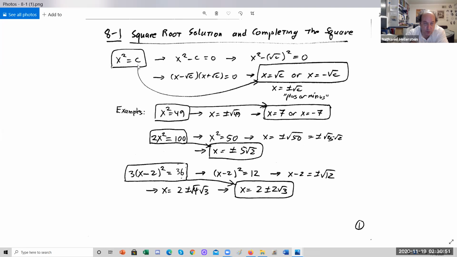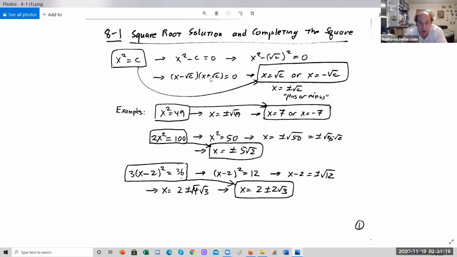Here's the simplest quadratic. x squared equals c. Solve that. Well, okay. Transpose the c. x squared minus c equals 0. Think of c as the square root of c squared. x squared minus root c squared equals 0. And this is a difference of squares, which we can factor. The difference of squares is the difference times the sum. x minus root c times x plus root c equals 0.